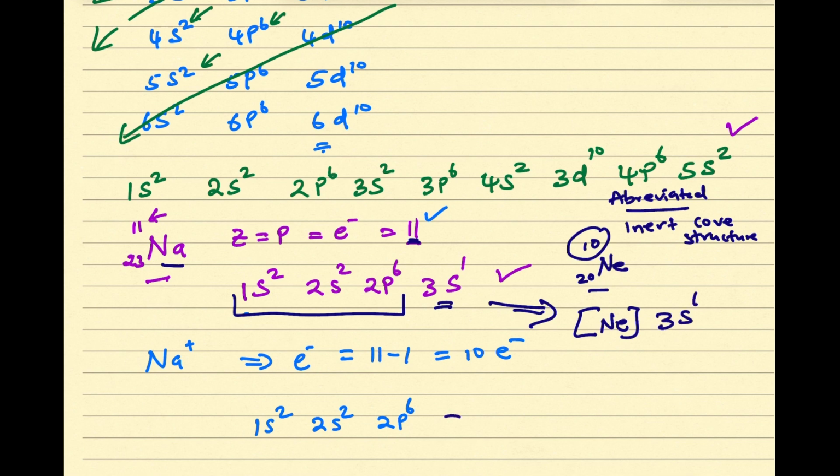And then in this case, where you only have 10 electrons, the electron configuration for that can be just written as the neon core structure because they both have 10 electrons, and that's called isoelectronic. That means they have the same number of electrons. So both sodium plus and neon are isoelectronic.